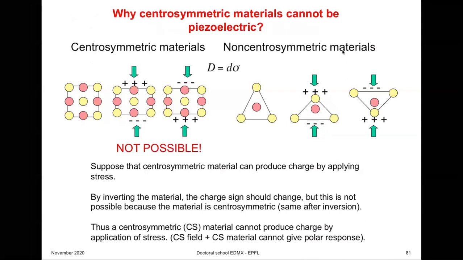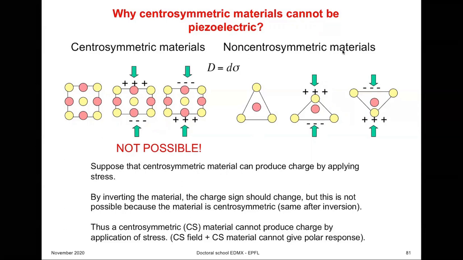So why can centrosymmetric materials not be piezoelectric? Well, we use for this the direct piezoelectric effect because it's convenient. So we start with a material which is completely symmetric. We put it under pressure, and let's say that it develops a dipole moment. Now, when we turn it by 180 degrees, this side would have to be negative and this side would have to be positive with respect to this situation here. And that's not possible because the stress has not changed and the material is centrosymmetric.